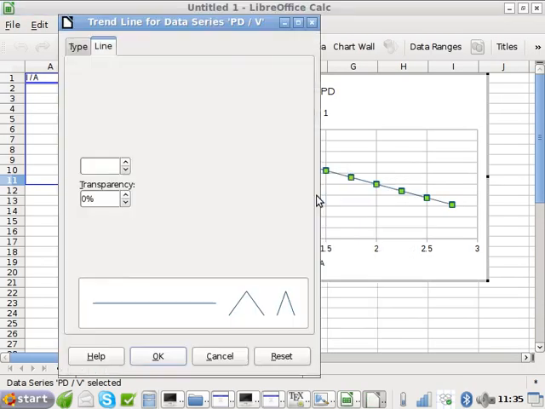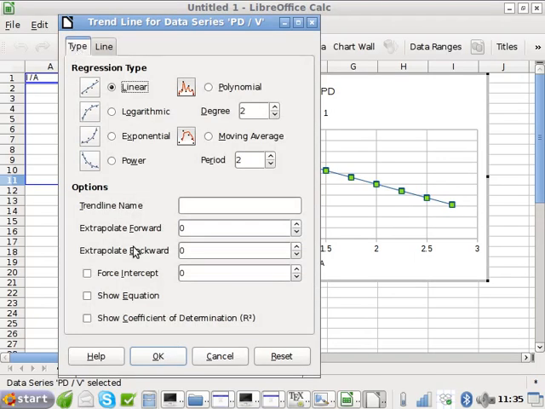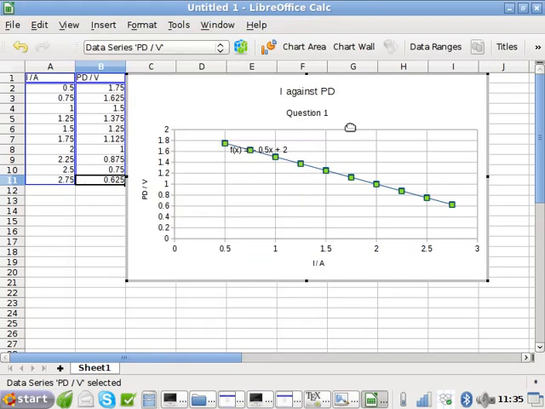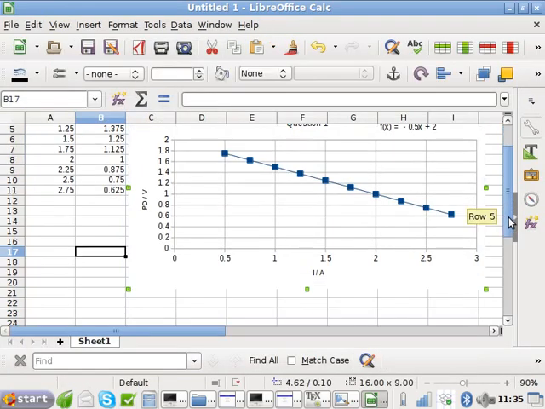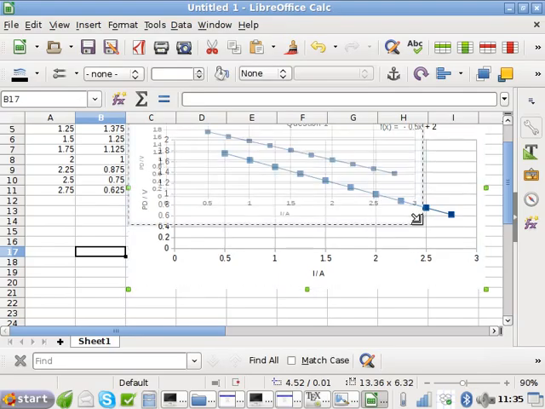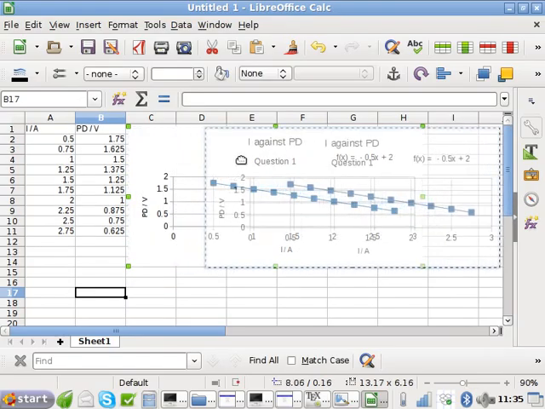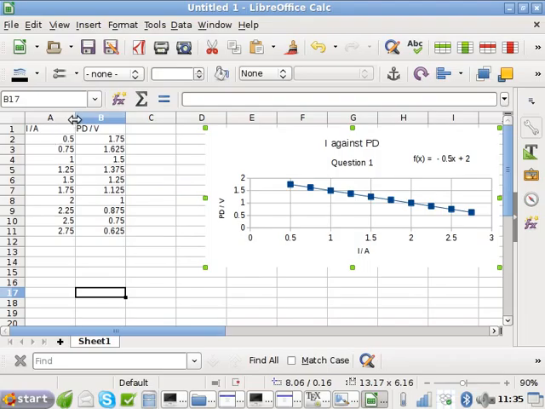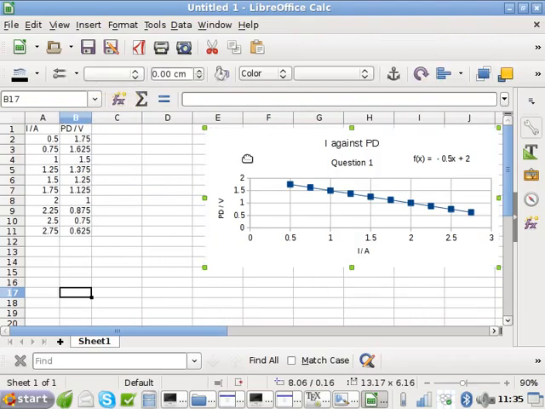So let me draw the line. So beautiful. I just need to make it a bit smaller. Okay. Good? Yep. Do you get something like this? Yeah. Next.